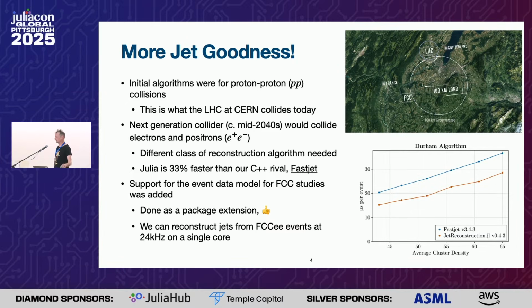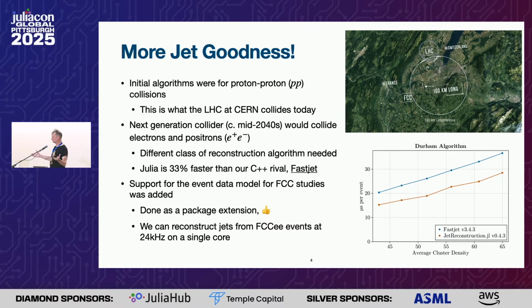So let me start by telling you about more physics goodness that we have inside the package since last year. Our initial algorithms were for proton-proton collisions. These are the kind of collisions that we get at CERN today, because that's what the LHC provides. And a next generation collider that we're imagining for particle physics would actually collide electrons and positrons. And this requires a different class of reconstruction algorithm for the jets. So we've implemented these E plus E minus jet reconstruction algorithms as well, and we're very happy with the results that Julia is basically 33% faster than our rival that's written in C++, which is called FastJet.